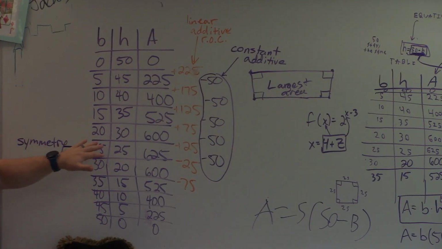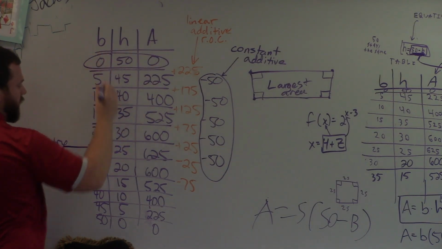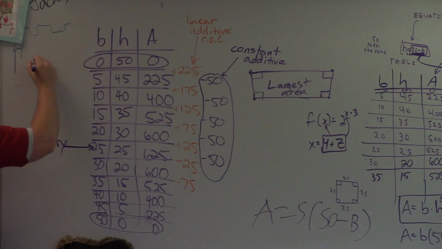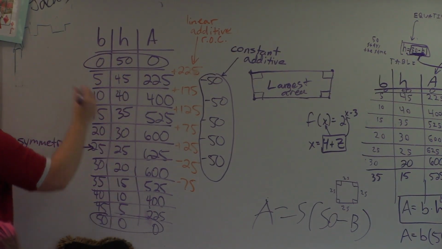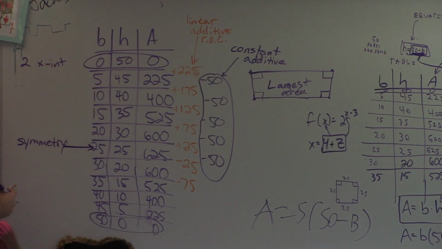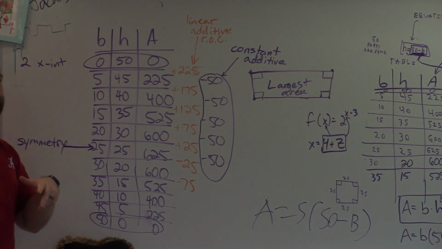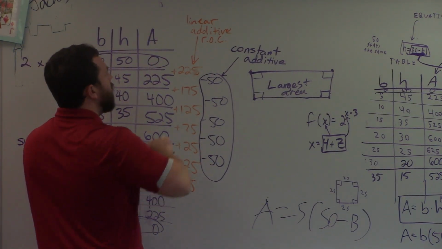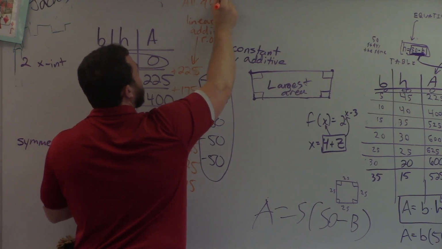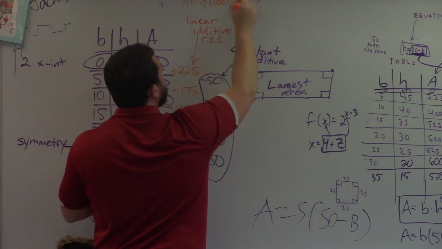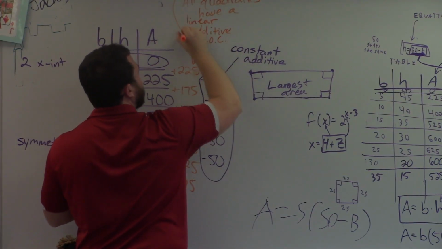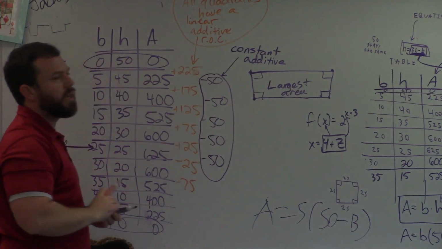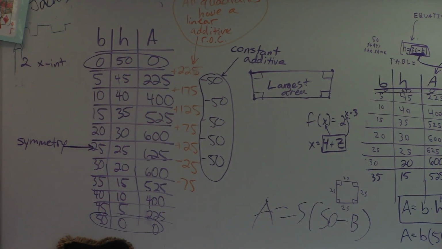In the graph we had symmetry, right? In the table, do we have symmetry? Yes. On top of that, and I want to point this out, how many x-intercepts do we have? One, two. But here's the thing: this idea of the symmetry in the table and the x-intercepts doesn't always work. What does always work is all quadratics have a linear additive rate of change. You've got to recognize that all quadratics have a linear additive rate of change.